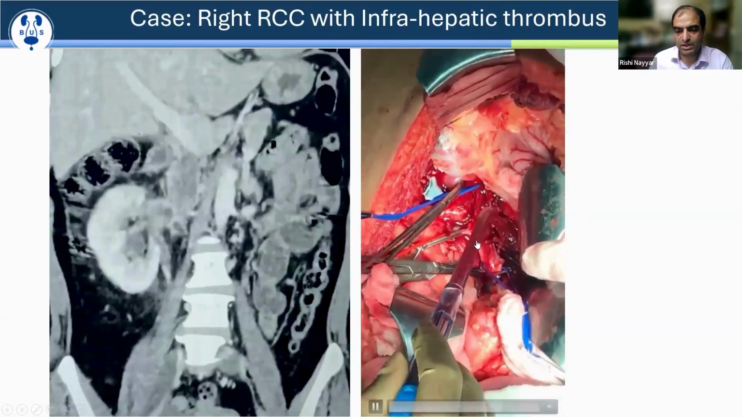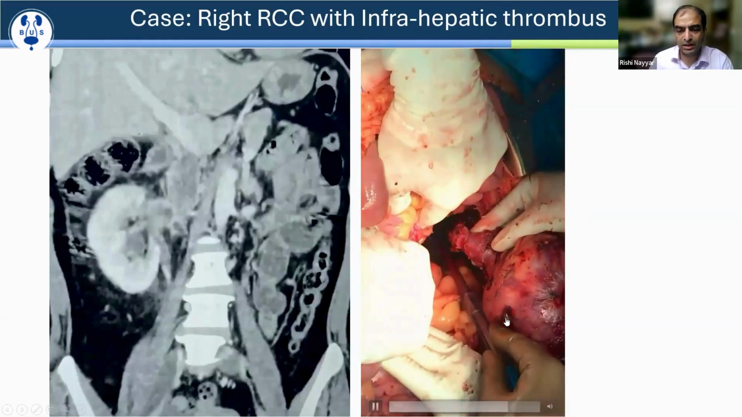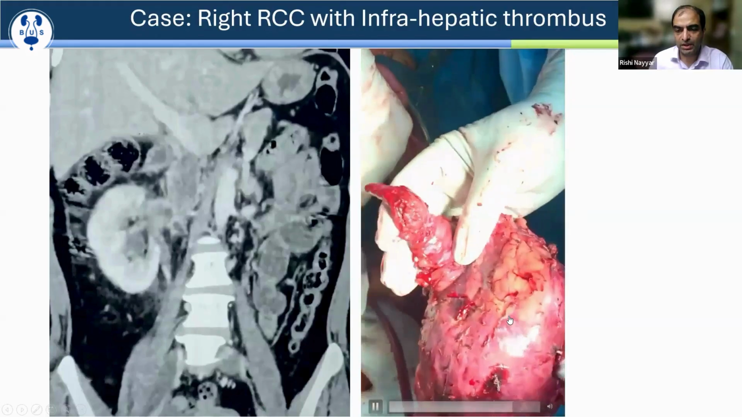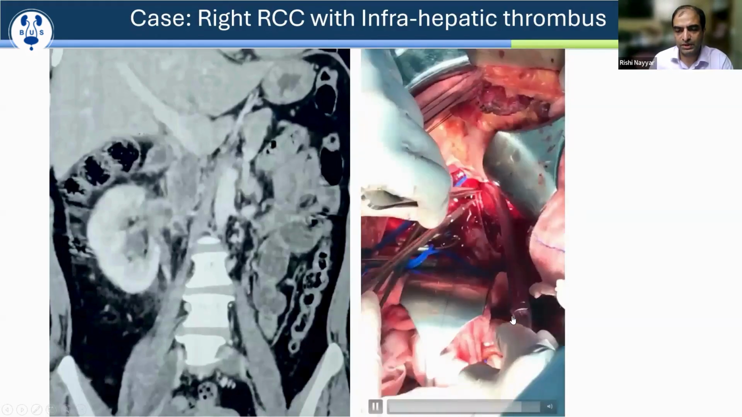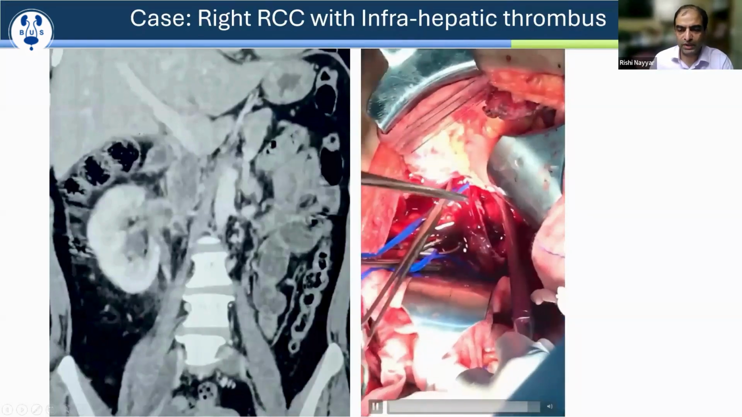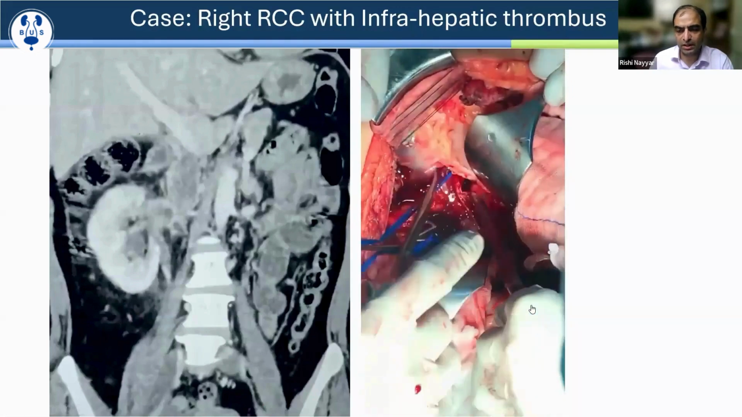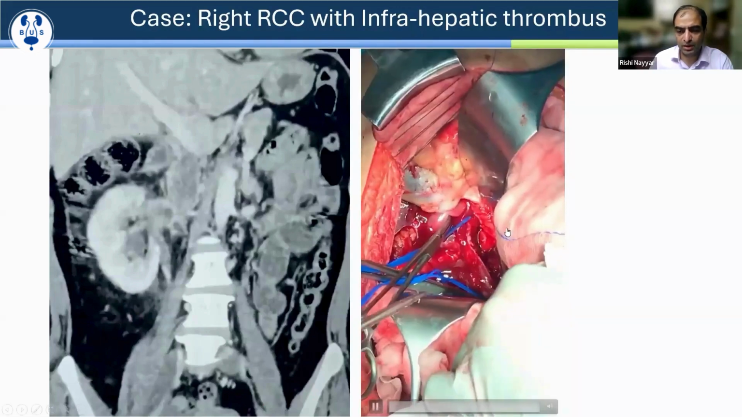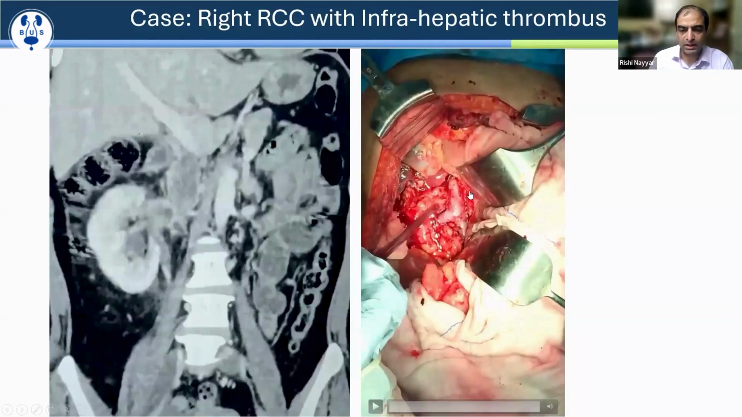So once the thrombus comes out completely, then the cavotomy can be repaired with a standard 5-0 or 6-0 Prolene. Single layer or 2 layer, all are good. And then the removal of these clamps is also in the same sequence, in an inverse manner.